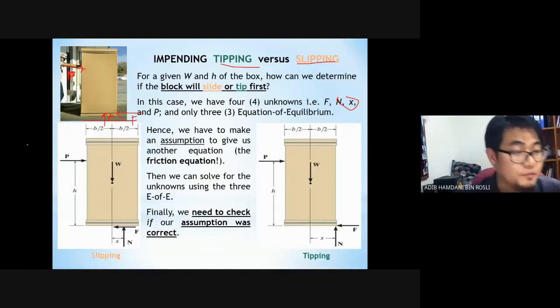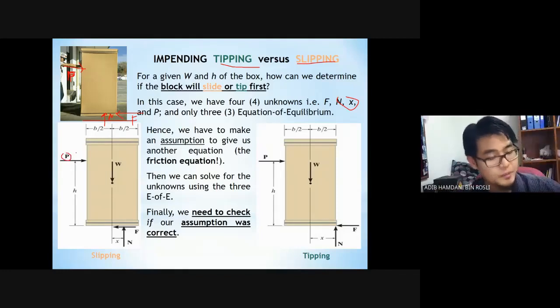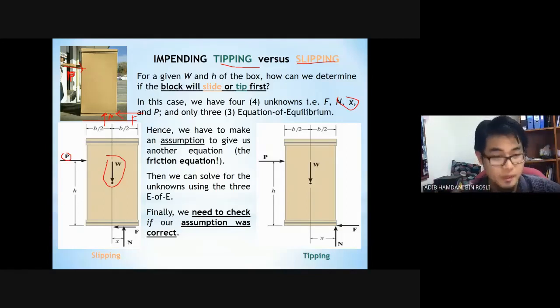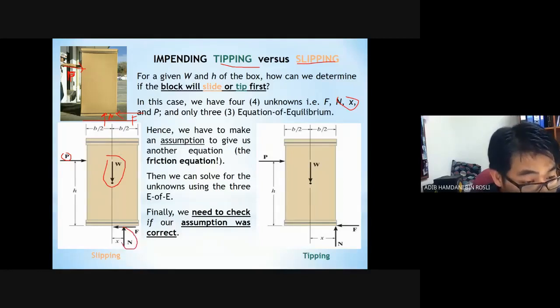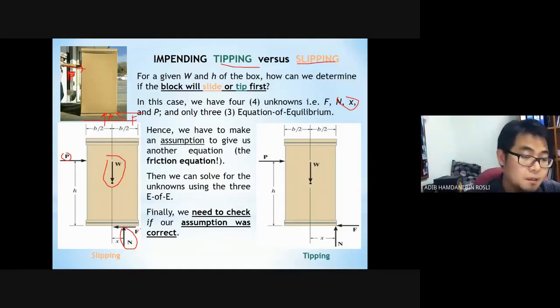So look at this figure. Can you see the P here? P is the effort from the man, pushing. There's of course W, the weight of the box, which should be given, otherwise we would have to change the question. Generally speaking it is known. And then you have the normal force, of course, because it is supported by the floor, and you have the friction force F, right?